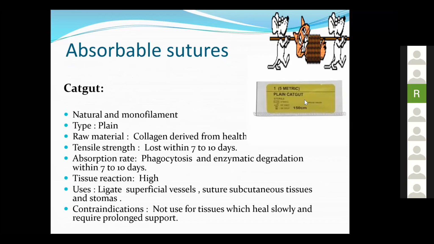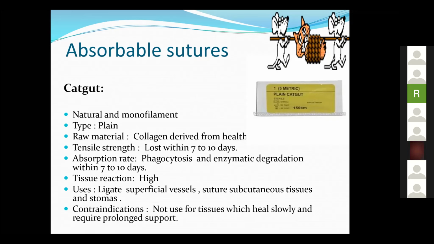Catgut comes from, as the name suggests, the gut of the cat. It is monofilament. Plain catgut gets absorbed very early, in 7 to 10 days, by phagocytosis, and it has a significant tissue reaction. So we can only use it for superficial subcutaneous tissues. Well, catgut is no longer used.